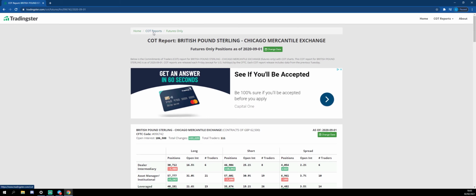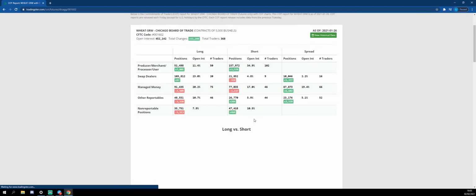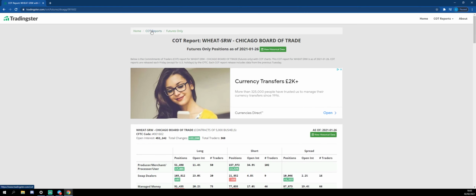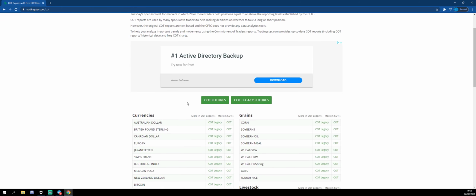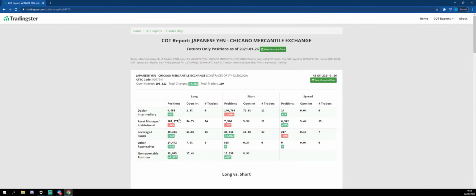If you just go on COT reports, you can go ahead and look at the grains, livestock or whatever, and it just tells you what they're doing. So if you trade stock indexes or whatever, you can check it out for them as well. So let's go on the yen.